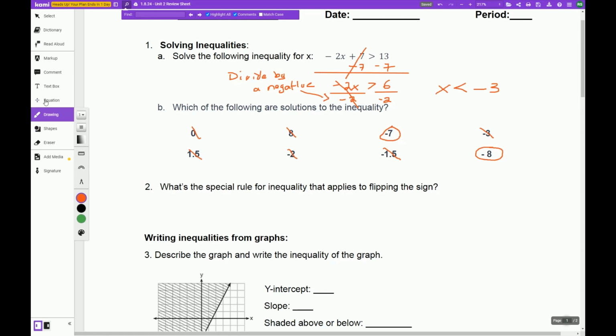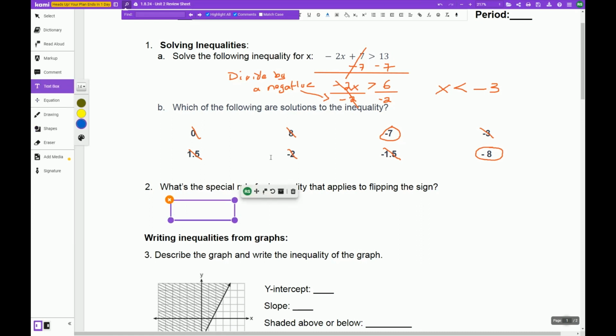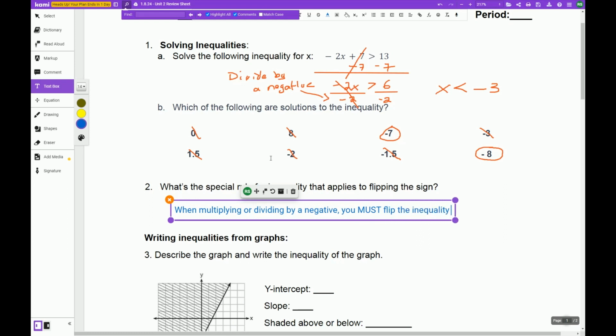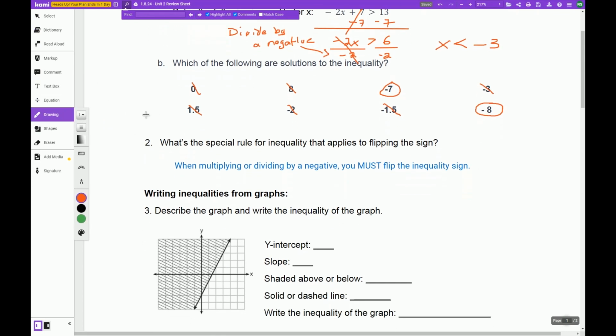What is the special rule that we apply to inequalities for flipping the sign? And we just talked about this. When multiplying or dividing by a negative, you must flip the inequality sign. Okay, we're going to keep going.